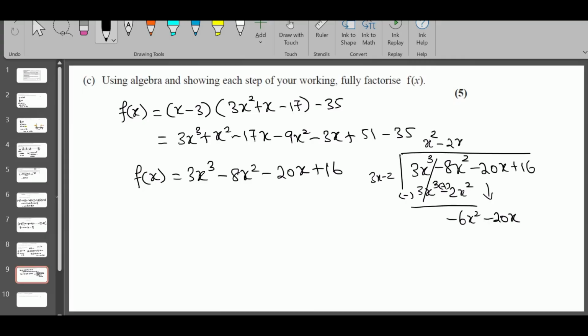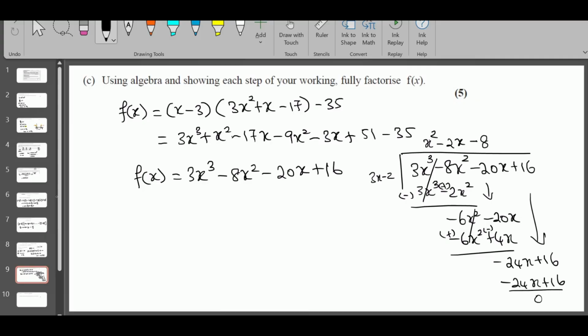Multiply by minus 2x, so we'll get minus 6x square plus 4x. Change the sign, get minus 24x, bring down the next term, plus 16. Multiply by minus 8, you'll get minus 24x plus 16, change the sign, becomes 0. You have to get 0 because 3x minus 2 is a factor. So you can write this as the divisor times the quotient.